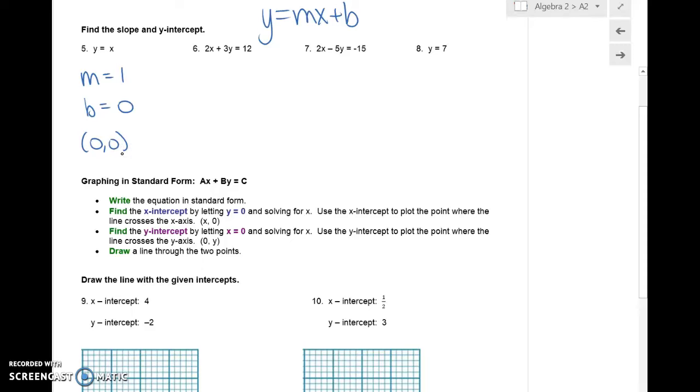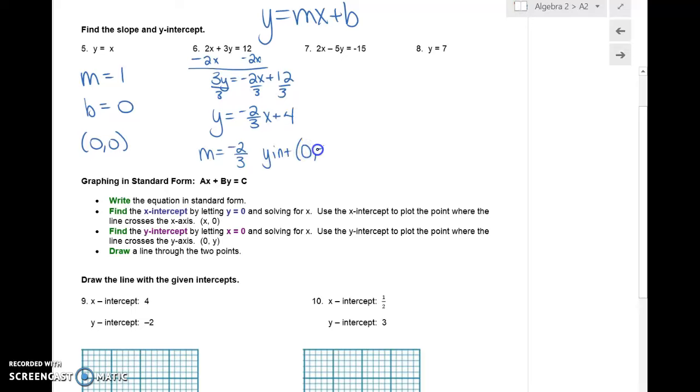Number 6, it's not written in slope-intercept form, so we need to rewrite the equation. We would subtract 2x on both sides. And because we're trying to make our equation look like y equals mx plus b, I'm going to write the negative 2x first before the 12. Then we divide by 3 to get y equals negative 2/3 x plus 4. What is our slope? Negative 2/3. And our y-intercept is the point (0, positive 4).